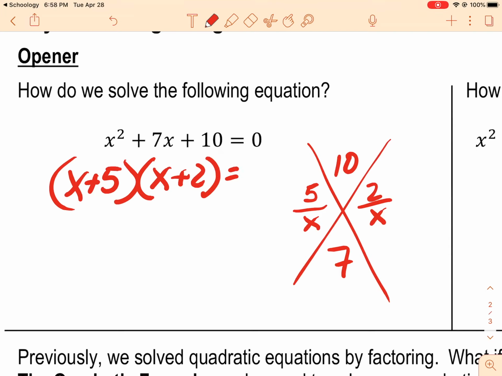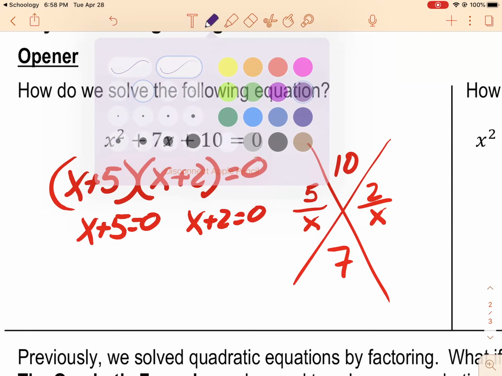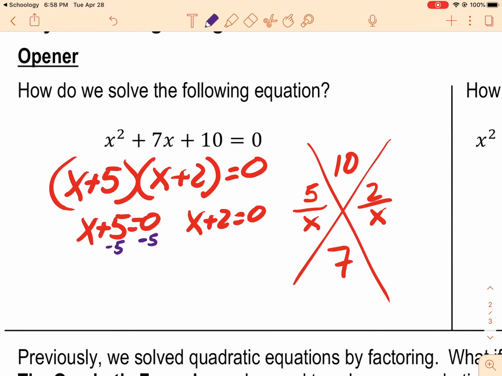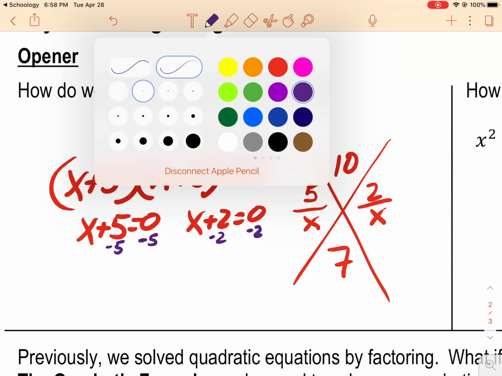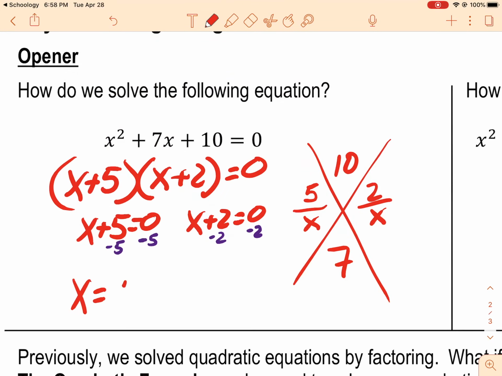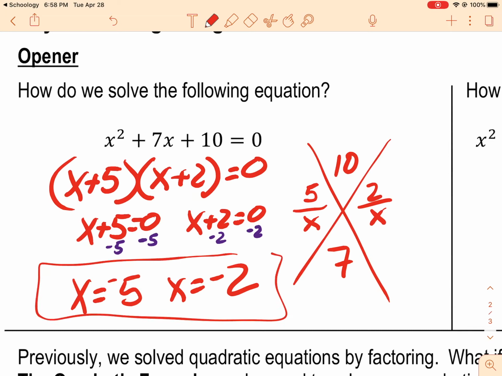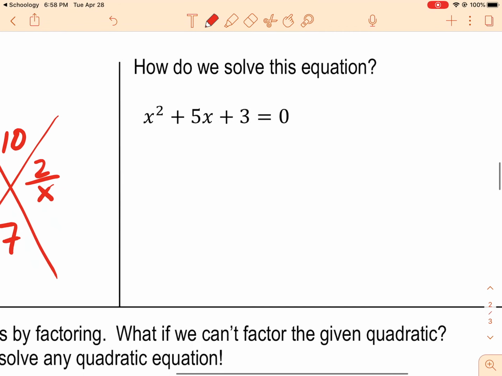So you're getting x plus 5, x plus 2 equals 0. We use the zero product property rule in order to set each of these equal to 0. So x plus 5 equals 0, x plus 2 equals 0. Subtract the 5 from both sides, subtract the 2 from both sides, and you get your two solutions of x equals negative 5, x equals negative 2. So those are the two x-intercepts or zeros.